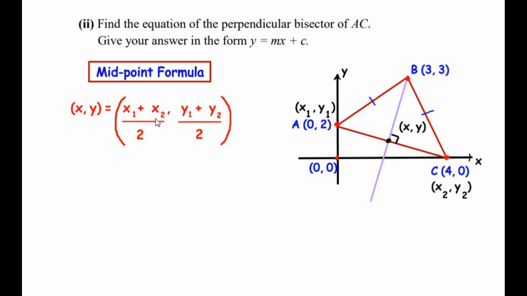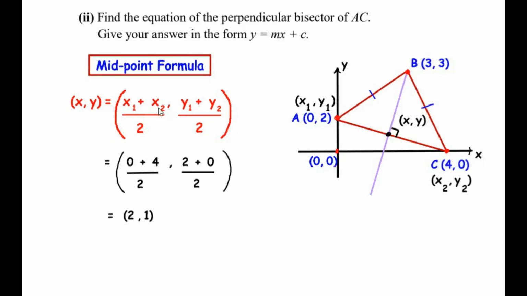So in this formula, let us substitute their respective values. We have x1 plus x2, that is 0 plus 4 over 2, and y1 plus y2 is 2 plus 0 over 2. So 0 plus 4 is 4, and 4 divided by 2 is 2. And 2 plus 0 is 2, so 2 divided by 2 gives us 1. So these are the coordinates of the point which divides the line AC into two equal halves.